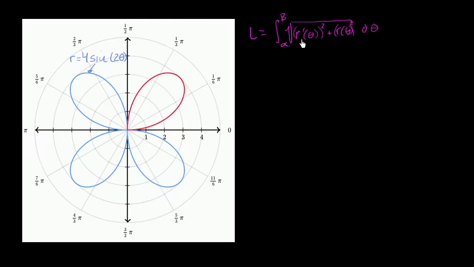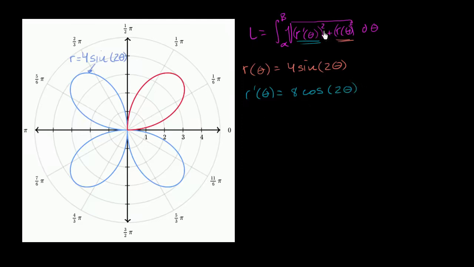So let's figure out what r prime of theta and what r of theta actually are. So maybe I'll color code it. We know what r of theta is. Actually, let me just rewrite it. So we know r of theta is equal to 4 sine of 2 theta. So r prime of theta is just going to be, derivative of 2 theta with respect to theta is 2, times 4 is 8. Derivative of sine is cosine of 2 theta.